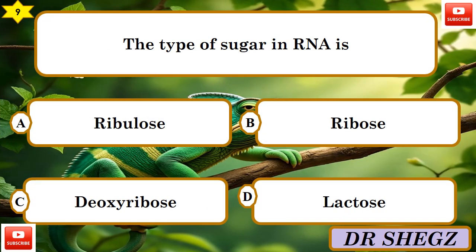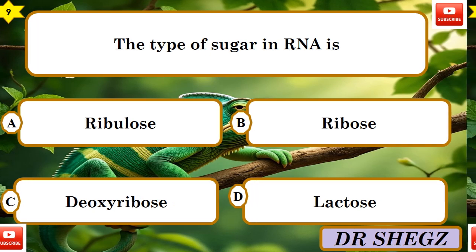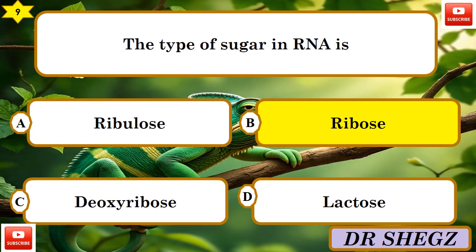The type of sugar in RNA, the type of sugar in ribonucleic acid, is, of course, ribose. From the name ribonucleic acid, you know it's talking about ribose sugar.